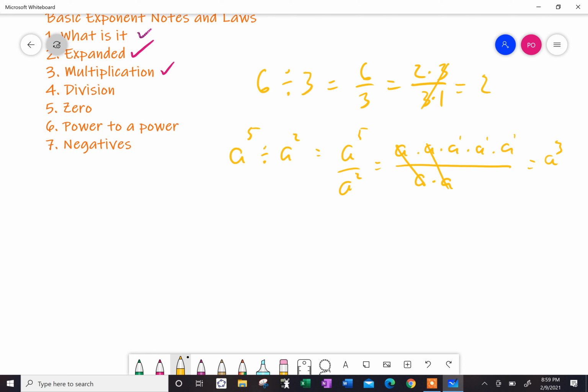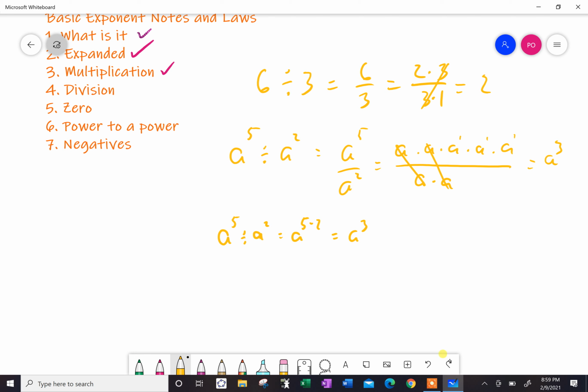Now you might say, whoa, whoa, whoa, wait a second. What's 5 minus 2? A to the 5th divided by A squared equals A cubed. That's interesting because if I change this to 5 minus 2, I get A cubed. And so if you're thinking, wait a second, so all I have to do is subtract? That's right, when you're doing division, all you have to do is subtract.